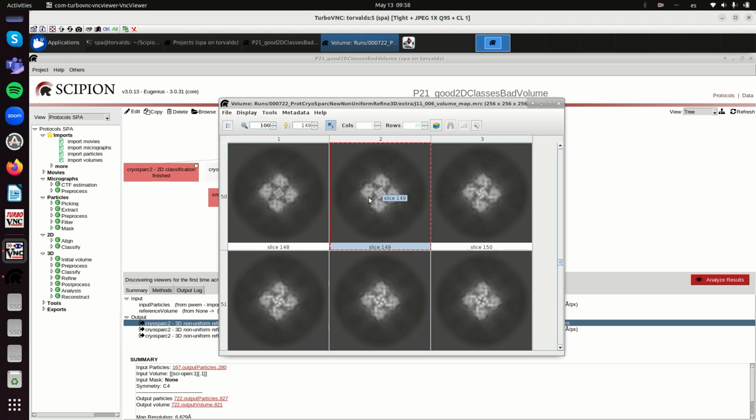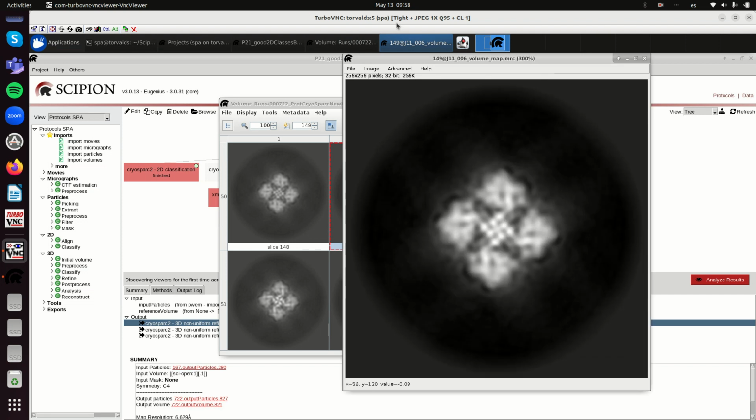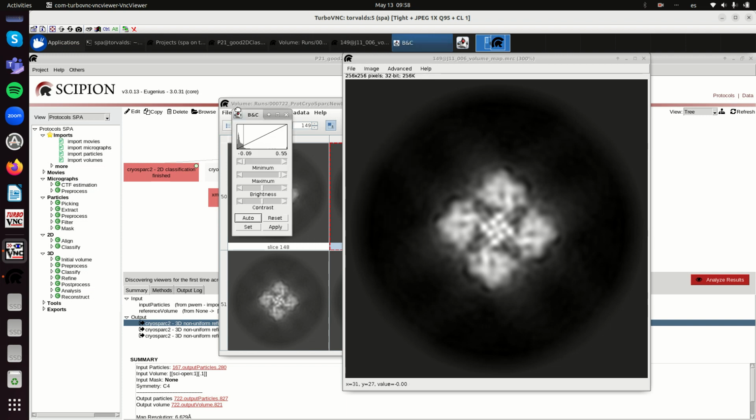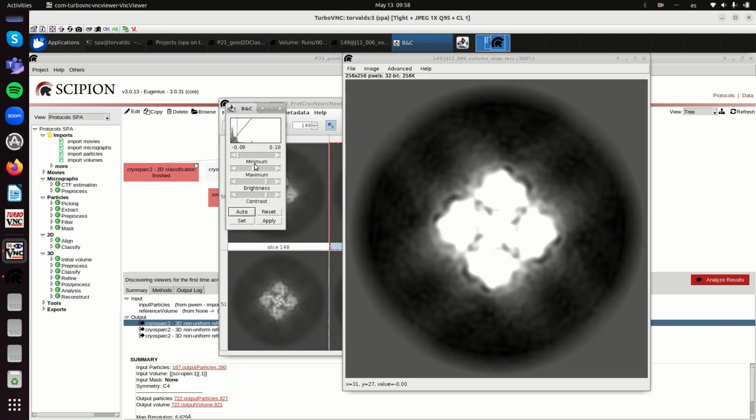When you see this kind of thing, let me enhance it. For instance here, you see this kind of stripes coming out. This is a bad sign. This is typically a sign of misalignment.